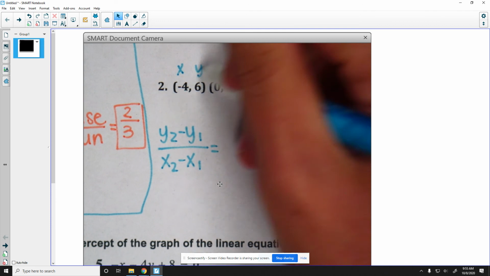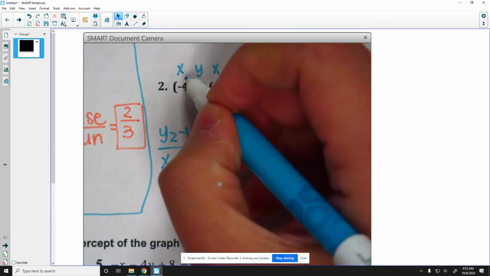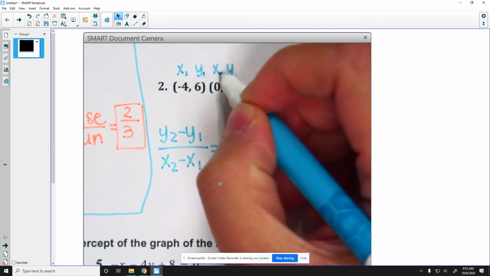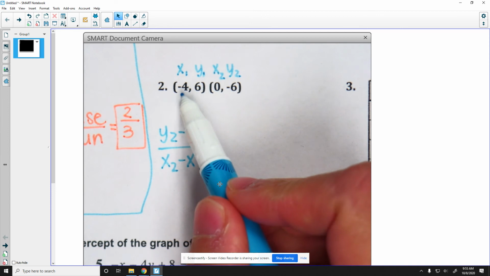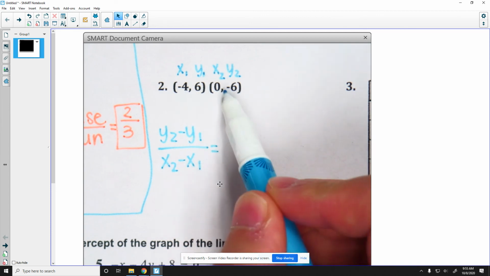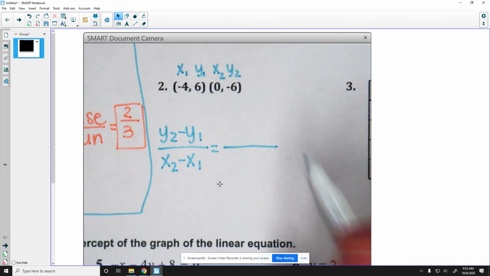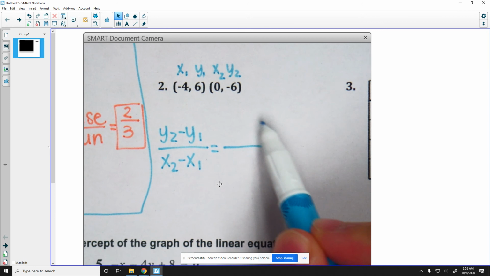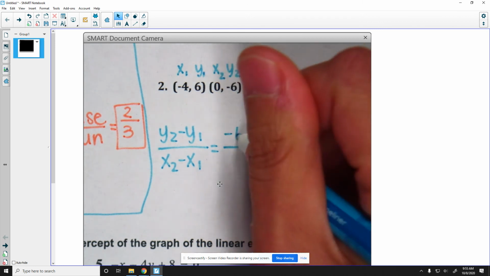Remember, I always have an x and a y and an x and a y when I label. But here's my first one, and here's my first one. Here's my second one. Here's my second one. If I really wanted to reverse them and say x2, y2 here, and then x1, y1 here, that's fine too. Okay, so now let's plug it in. So Grayson, on top, it's what minus what? -6 minus 6. Thank you.